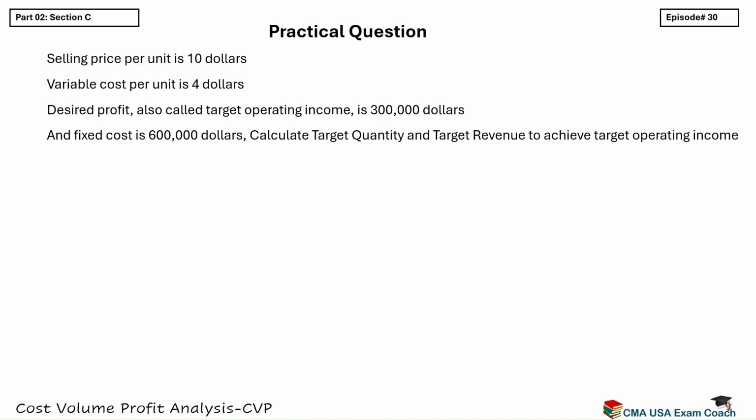Now we want to find two things. How many units we need to sell to achieve our profit target. This is called target quantity. And what should be our total sales? This is called target revenue. Let's start step by step.